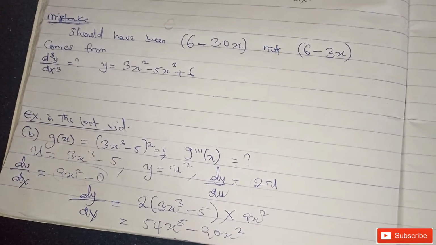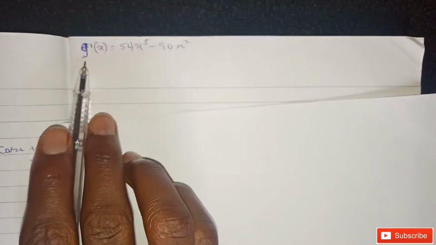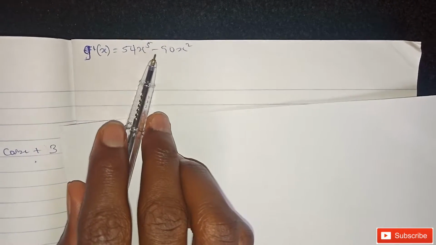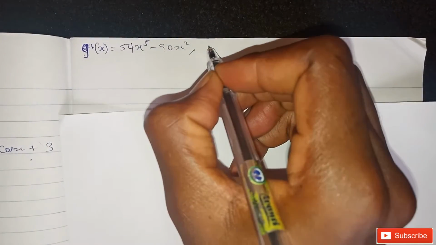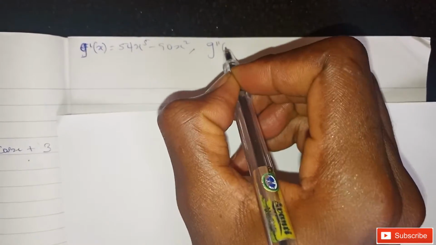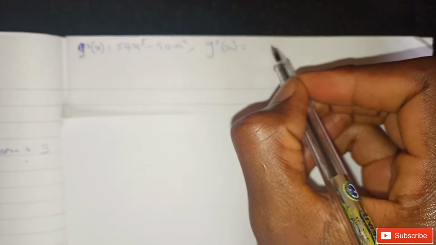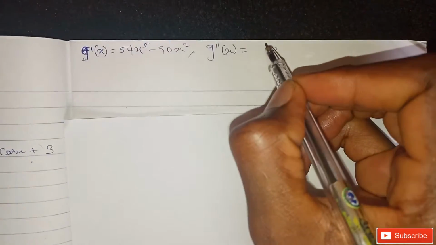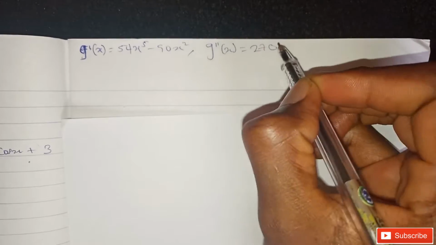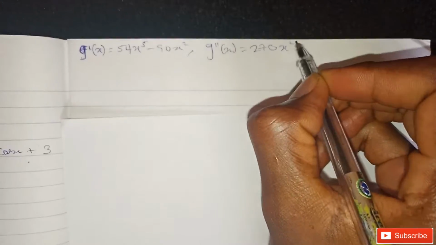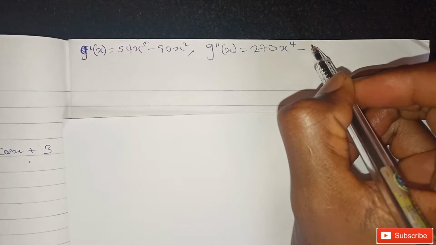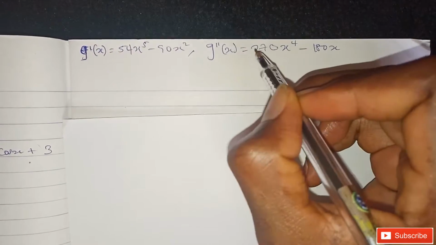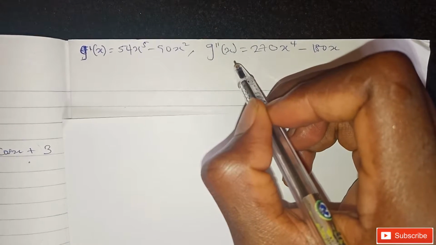So the first derivative, which is g prime of x, is just 54x raised to power 5 minus 90x raised to power 2. Then the second derivative, which is g double prime of x, will be 5 times 54, that is 270, x raised to power 4, then minus 2 times 90 is 180x. So this is g double prime of x, which is the second derivative.